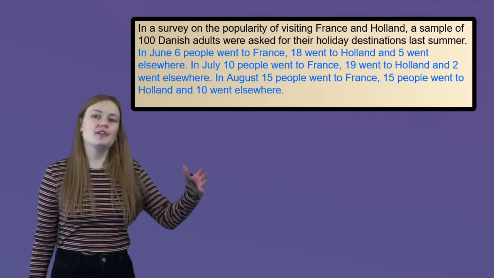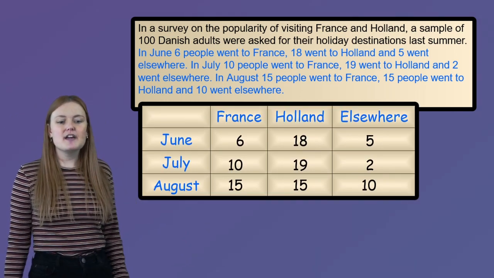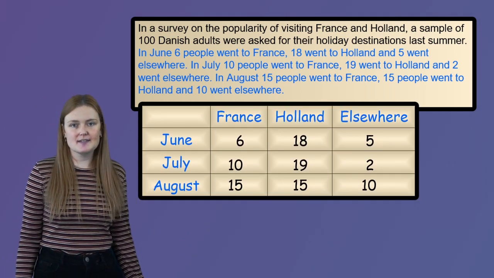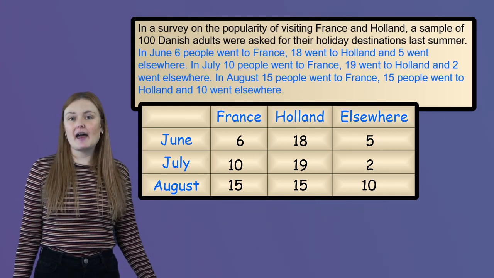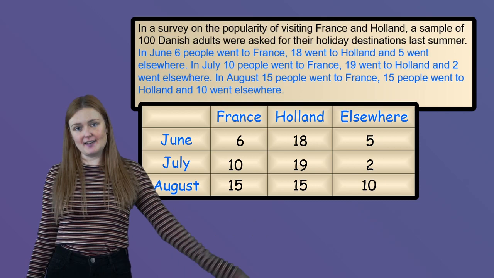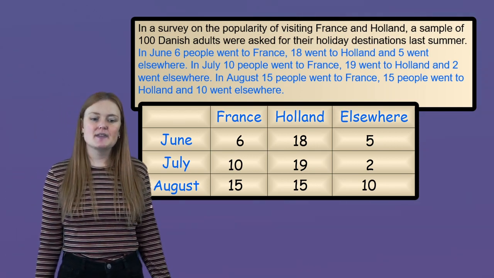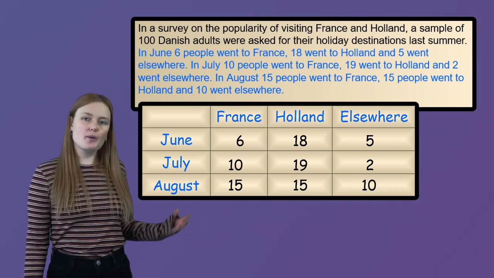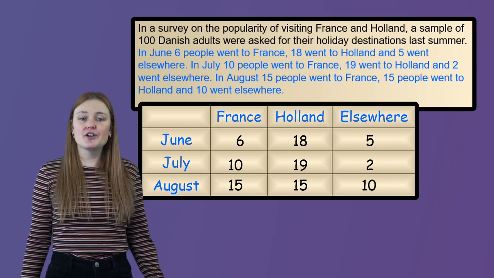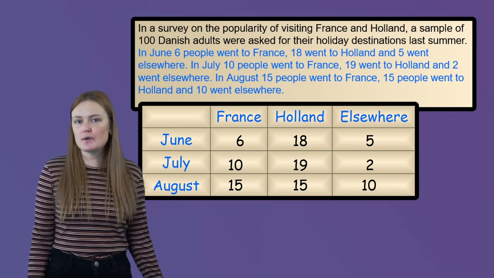So let's put the information from our survey in a table. So we're told that in June, 6 people went to France, 18 went to Holland, and 5 went elsewhere. So we can fill those values in our table. In July, 10 people went to France, 19 went to Holland, and 2 went elsewhere. So let's pop those in our table. In August, 15 people went to France, 15 went to Holland, and 10 went elsewhere.